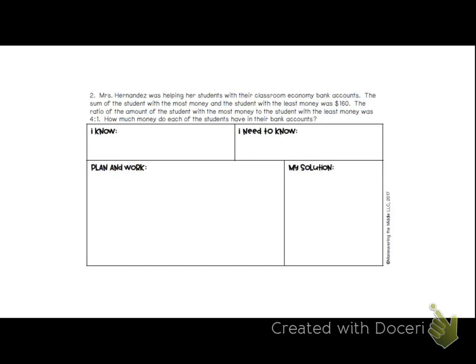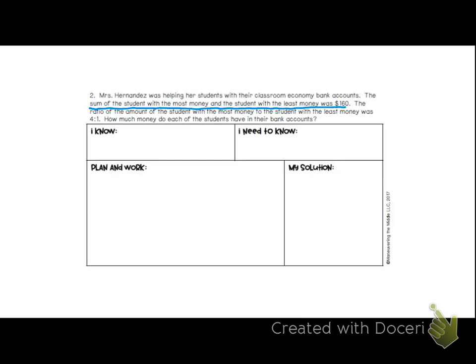Moving to the second problem. Mrs. Hernandez was helping her students with their classroom economy bank accounts. The sum of the student with the most money and the student with the least money was $160. That's important information. I'm going to underline it now. The sum of the most and the least will be 160.